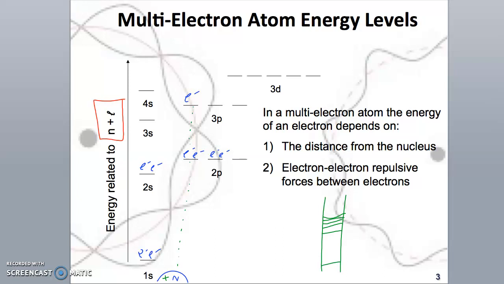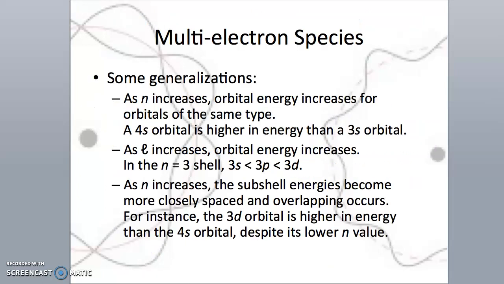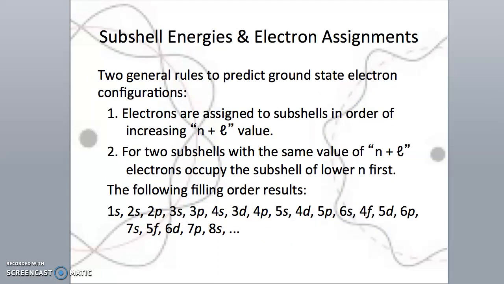The energy for a subshell in a multi-electron species is related to the sum of the n and l quantum numbers, as opposed to just the n value alone. This slide provides a brief summary of orbital energy for multi-electron species. We stated earlier that electrons will fill the lowest energy orbitals first, and using n plus l to determine the energy results in a fill order as noted at the bottom of the slide.